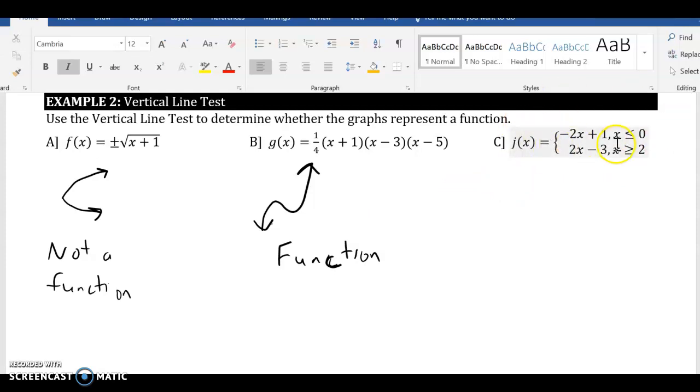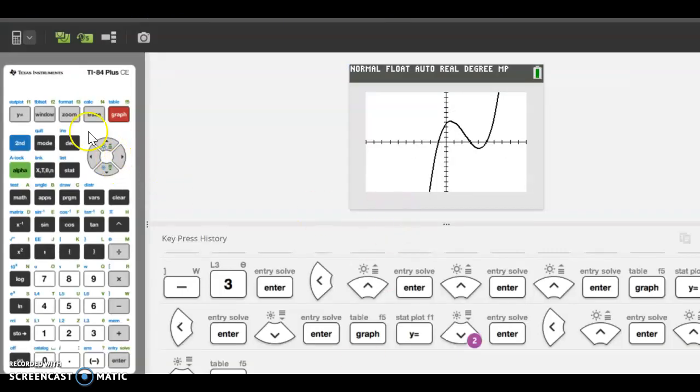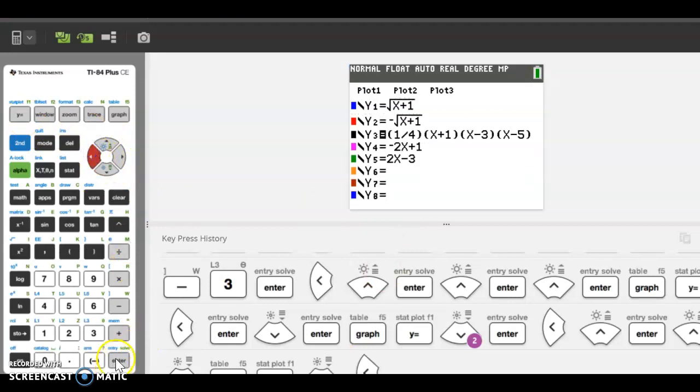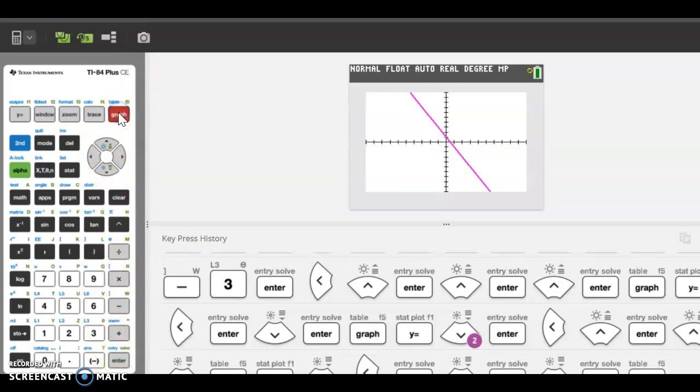Okay, this one is called a piecewise function. Our calculator can't graph the condition very well. These are conditions. So we're going to graph both of them at the same time. I'm going to go back to graph, turn off this other one, and turn on these two. Then I hit graph.